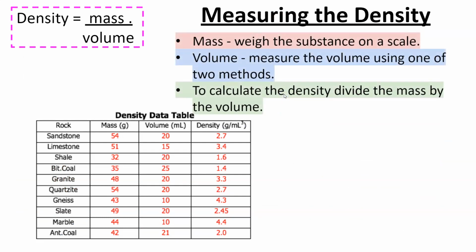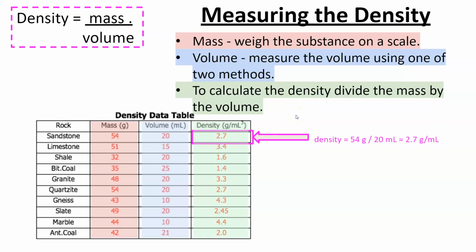Now, how do we measure the density? In this lab, you're going to be measuring density. To measure the density, you need the mass, you need the volume, and then you use the equation density equals mass over volume to calculate the density. In this example data table, you notice they have a column for mass, a column for volume, and a column for density. All of these values for density were calculated by dividing the mass by the volume. For example, for sandstone, the density is 2.7 grams per milliliter. We get that by dividing 54 grams by 20 milliliters.